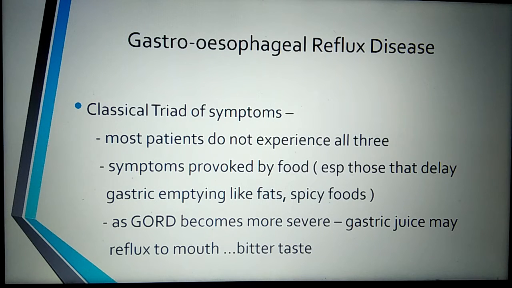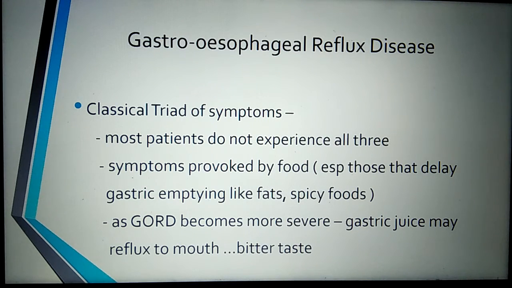Now, most patients do not experience all three at a time, and the symptoms of GORD are usually increased by food, and especially what type of food? The food that delays gastric emptying. You all know that gastric emptying time is around 3 hours, and if gastric emptying is delayed by food like fats, food rich in fats, or spicy food, they can provoke the GORD features.